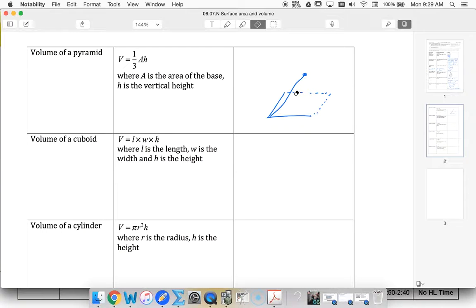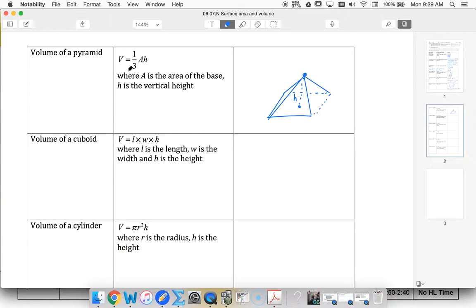Let's try and make that straight. Okay, we connect down. All right, so there's our pyramid sort of looking shape. And then straight down from the center would be my height.